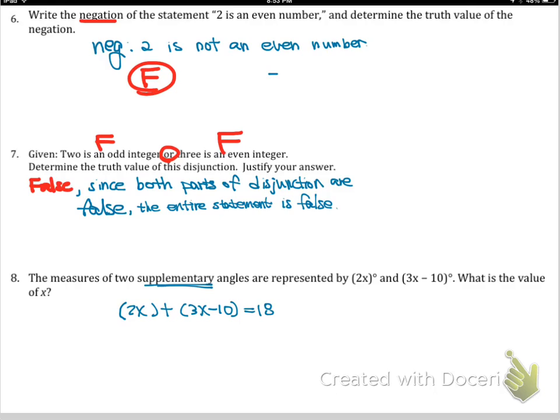is equal to 180. Then as you can see, when you combine them together, we get 5x minus 10 equals 180. By adding 10, we get 5x must be equal to 190, and dividing by 5, x should be equal to 38. And that becomes our answer.